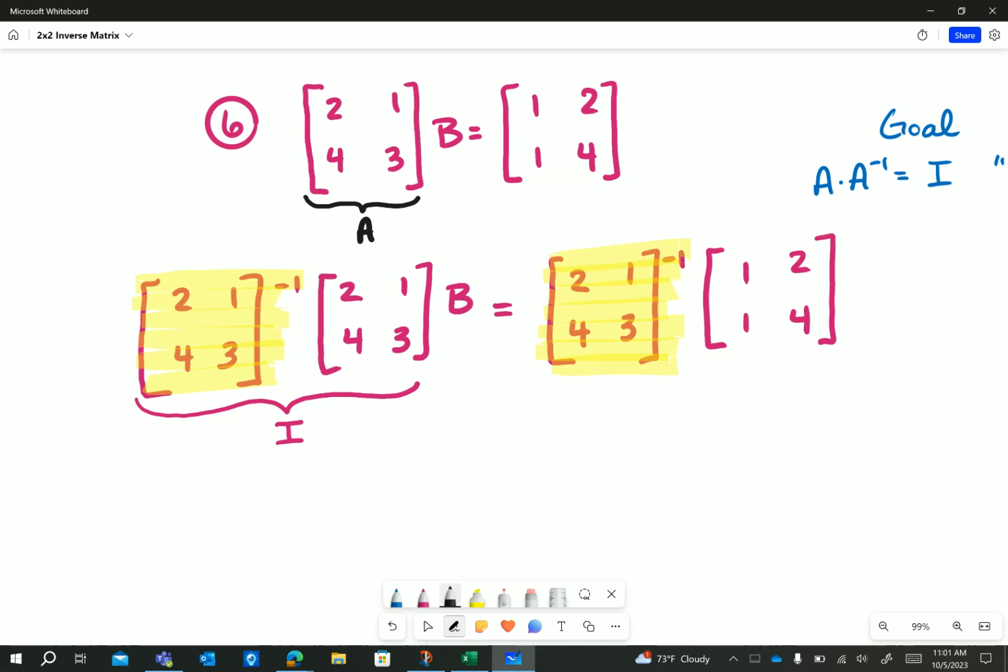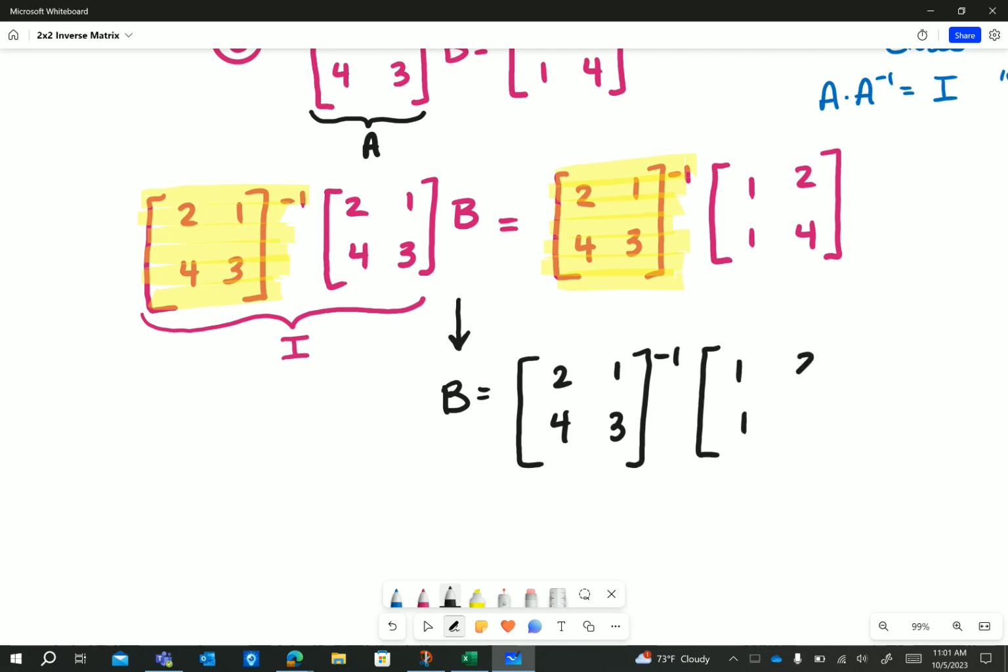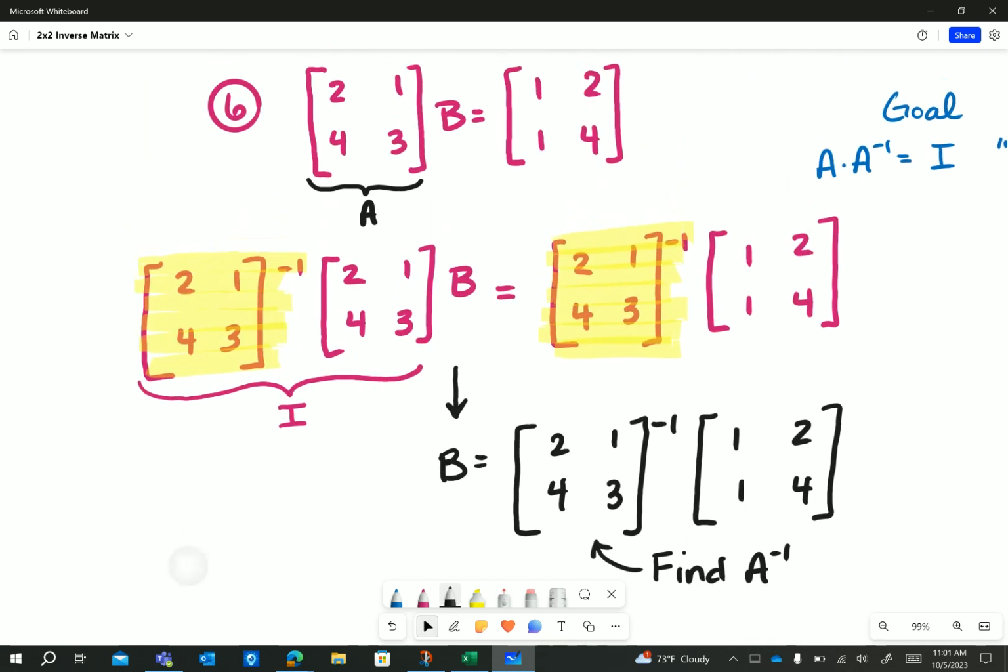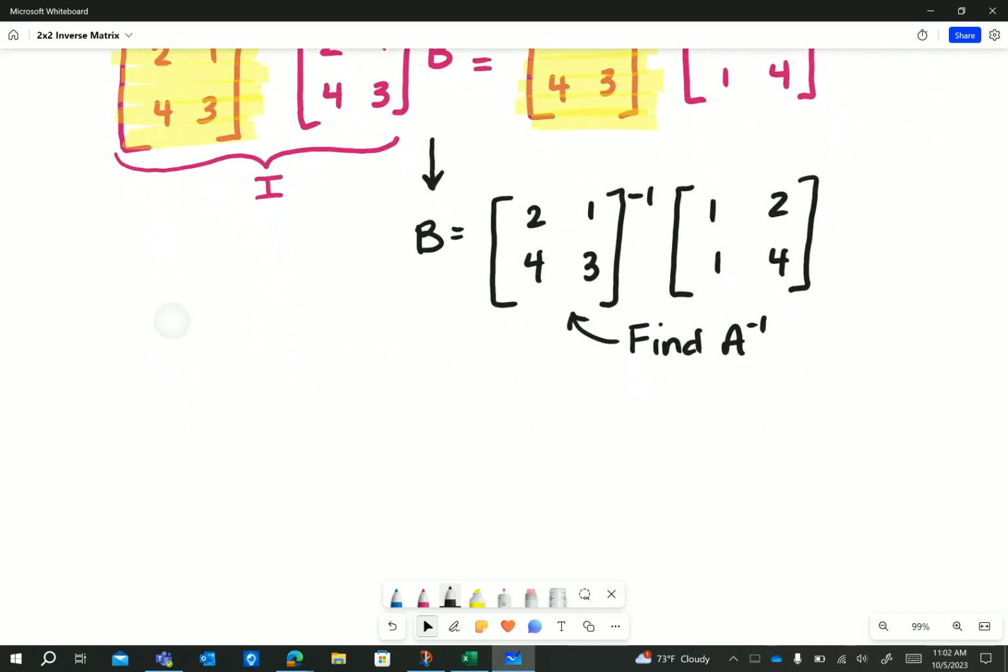Why? Because I wanted the inverse to cancel with the given A matrix so that B can come down by itself, and now I have to multiply the inverse of this matrix, which I don't know what it is, times this matrix. So what we need to go do is find what this is. Find my A inverse, because remember, I called this A, so I'm looking for A inverse. So let's go find A inverse.